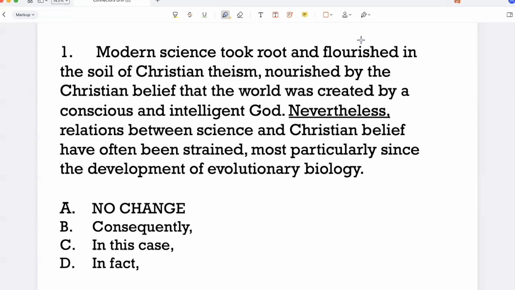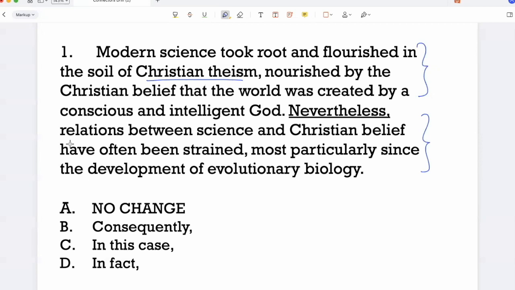So in any connector question, it's very important to understand the relationship between the two sentences that you're trying to connect. The first sentence says that modern science took root, originated and flourished in the soil of Christian theism, Christian belief, and it was nourished by the idea that the world was created by a conscious and intelligent God. So this sentence talks about a relationship between science and Christianity that's beneficial, that stems from science taking inspiration from Christian belief.